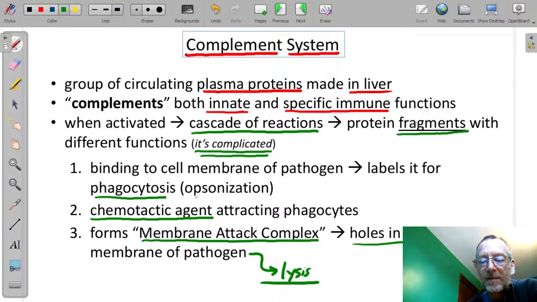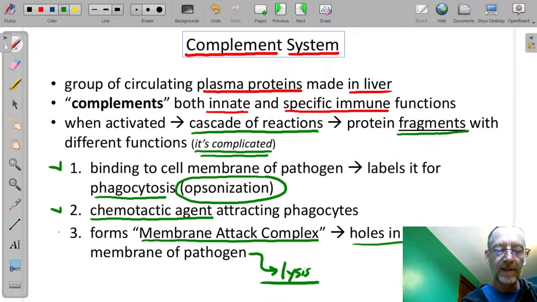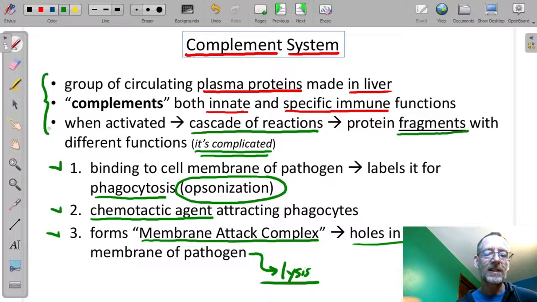Enhances phagocytosis by opsonization. We'll talk about this again when we talk about antibodies. Look it up if you're not familiar with the term. The complement system acts as a chemotaxis agent to attract other phagocytes, and it punches holes in membranes. There's a little bit in the book on that, but I would not get bogged down on it. If you remember these major functions of the complement system, and it's a series of proteins made in the liver that, when activated, enhance both innate and specific immunity, I think you're good to go.